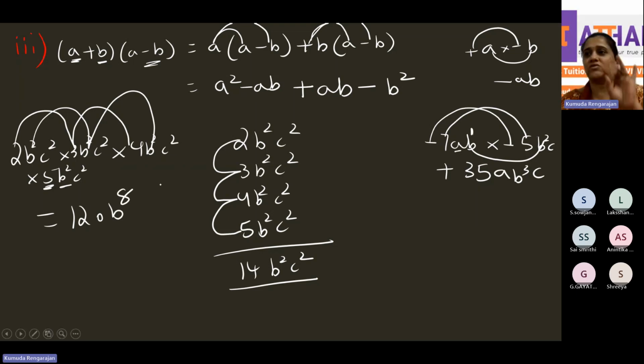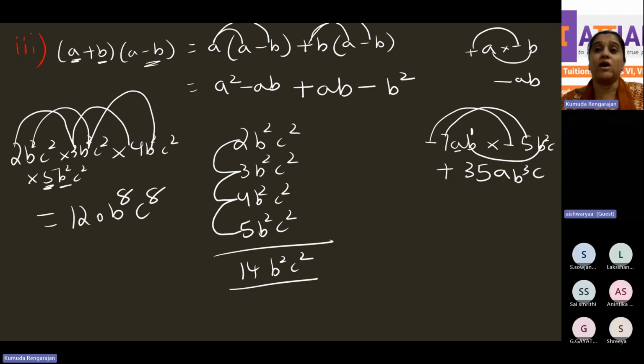Then c square into c square into c square into c square. Bases are same, multiplication, add the powers. 2, 2, 2, 2, 8. This is the answer for the product.